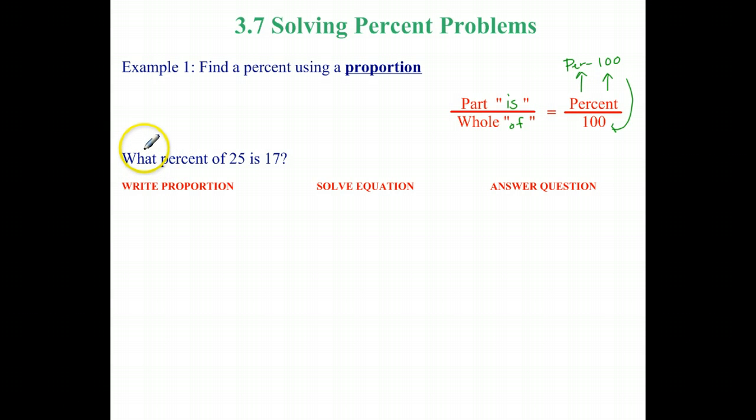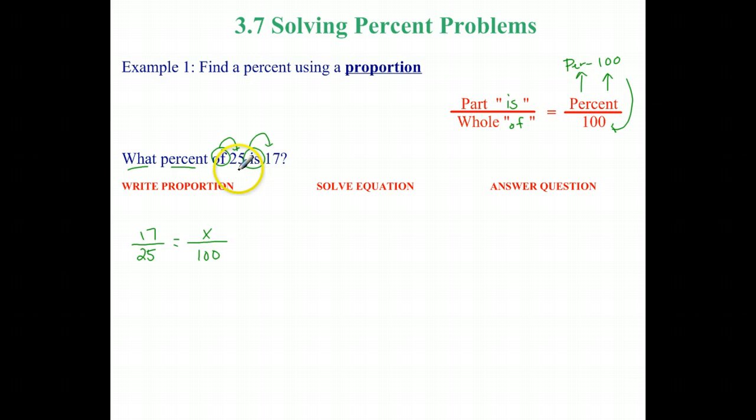So here's our problem. What percent of 25 is 17? So this what percent indicates that I don't know my percentage. So when setting up my proportion, I'm going to put my variable over 100 because I don't know what percent. I see those words of and is. Well, is kind of in between them, but the of is very clearly closest to the 25. That's going to give me an indication that my whole is the 25. The is my 17, and that's going to be my part.